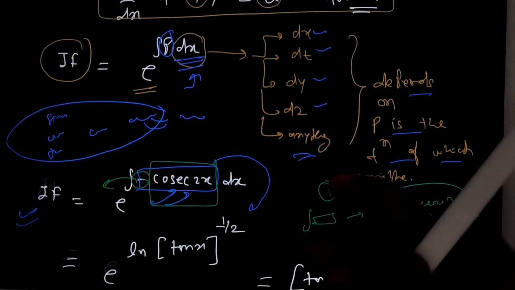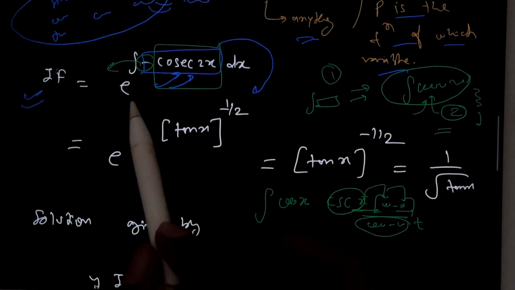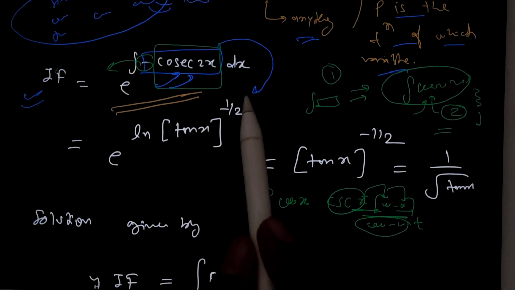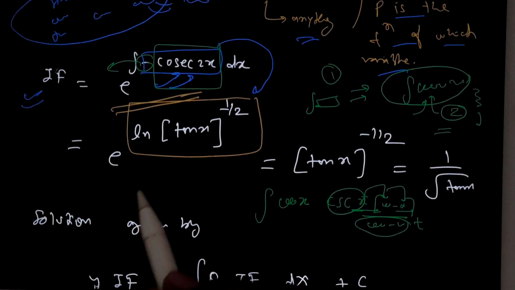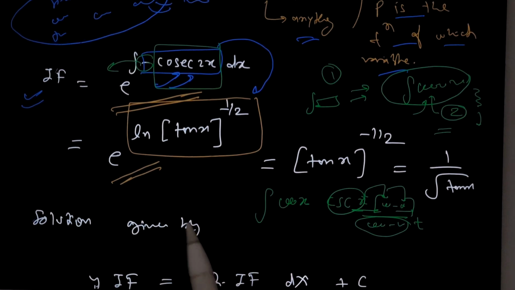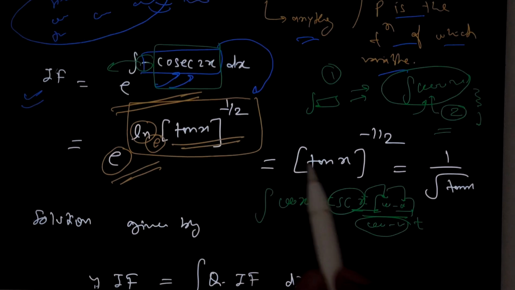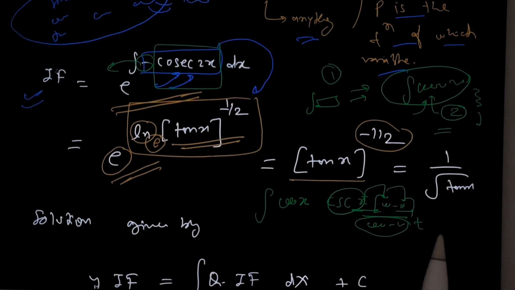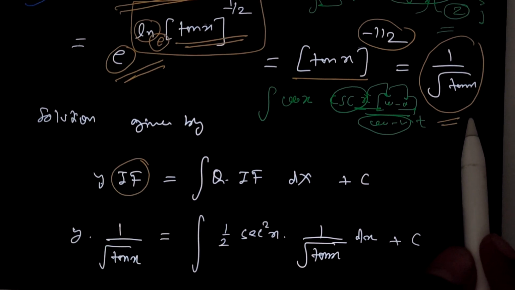So you can see in this main question where we got stuck. We got stuck here at the integration, correct? That integration came as ln of tan x power minus 1 by 2. This kind of problem we have already solved in previous classes. The ln base is e, so e and e cancel, and the final answer is tan x whole power minus 1 by 2, which I can write as 1 by under root tan x. It means my integrating factor is 1 by under root tan x.